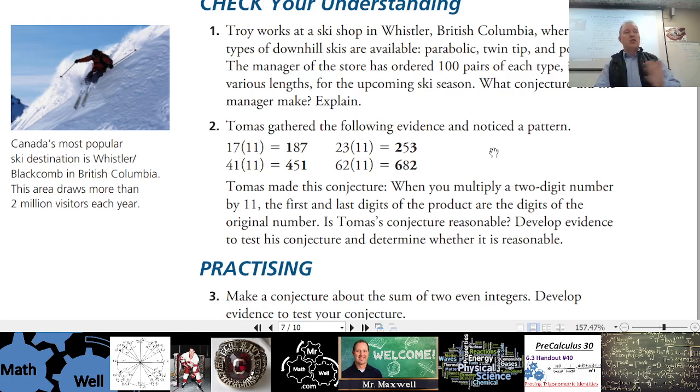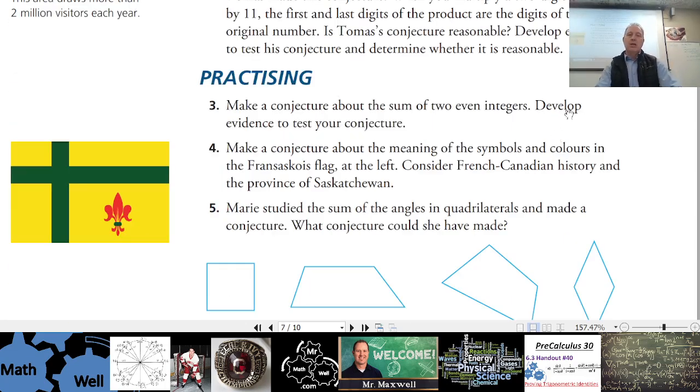So as we move through this chapter, we're going to be proving things. So if there's a rule, we're going to try and prove that it is a rule all the time, and that's the goal. But right now, we're just kind of testing ideas. Okay, so make a conjecture about the sum of two even integers. Develop evidence to test your conjecture. So basically what you're asked to do here is to test what is the sum of two even integers. Observe what that sum, that's when you add, looks like in all those cases and see if you can come up with a rule.